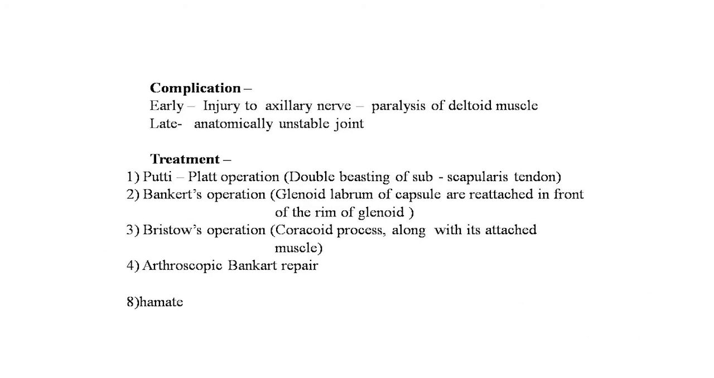Now the complications of shoulder joint dislocation are early and late. Early is injury to the axillary nerve with paralysis of the deltoid muscle, and late is an anatomically unstable joint. Treatment: Putti-Platt operation, double breasting of subscapularis tendon; Bankart's operation, in which the glenoid labrum and capsule are reattached in front of the rim of the glenoid; Bristow's operation, in which the coracoid process along with its attached muscles is transferred; arthroscopic Bankart repair; and Hamate. These are the types of operation in shoulder joint dislocation.